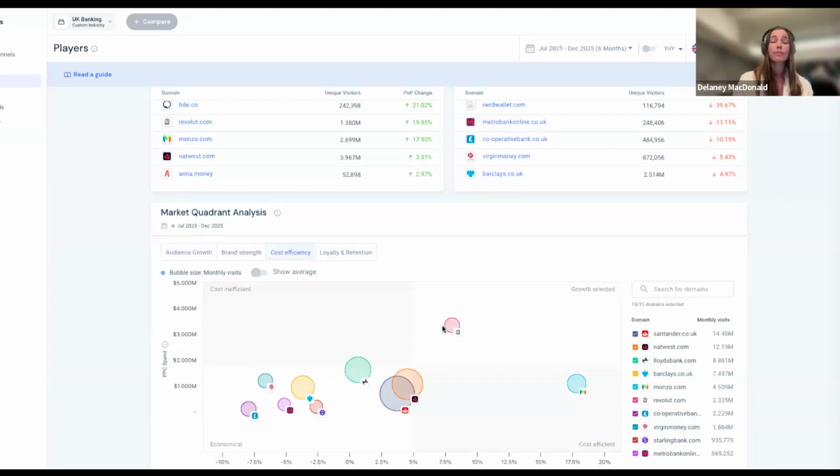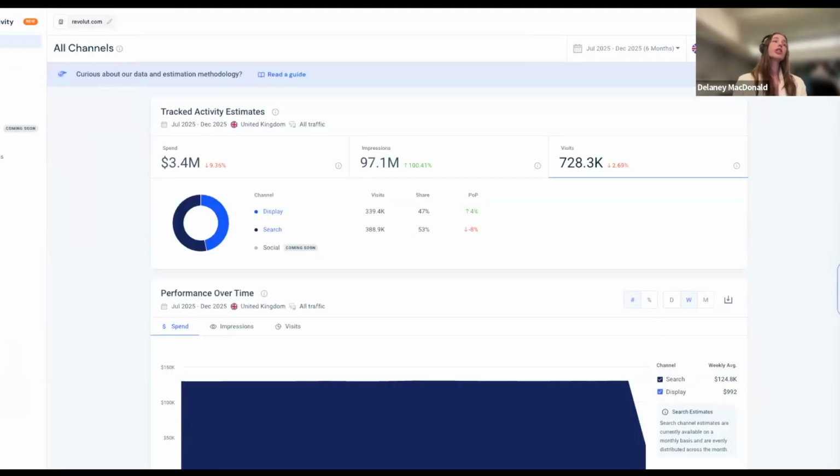So coming again from the perspective of Monzo, I would really want to know, where is Revolut focusing and what is working for them? I definitely don't want to be caught off guard. This is exactly where our ad intelligence section comes in. And at the top, I'm going to jump into our all channels view.